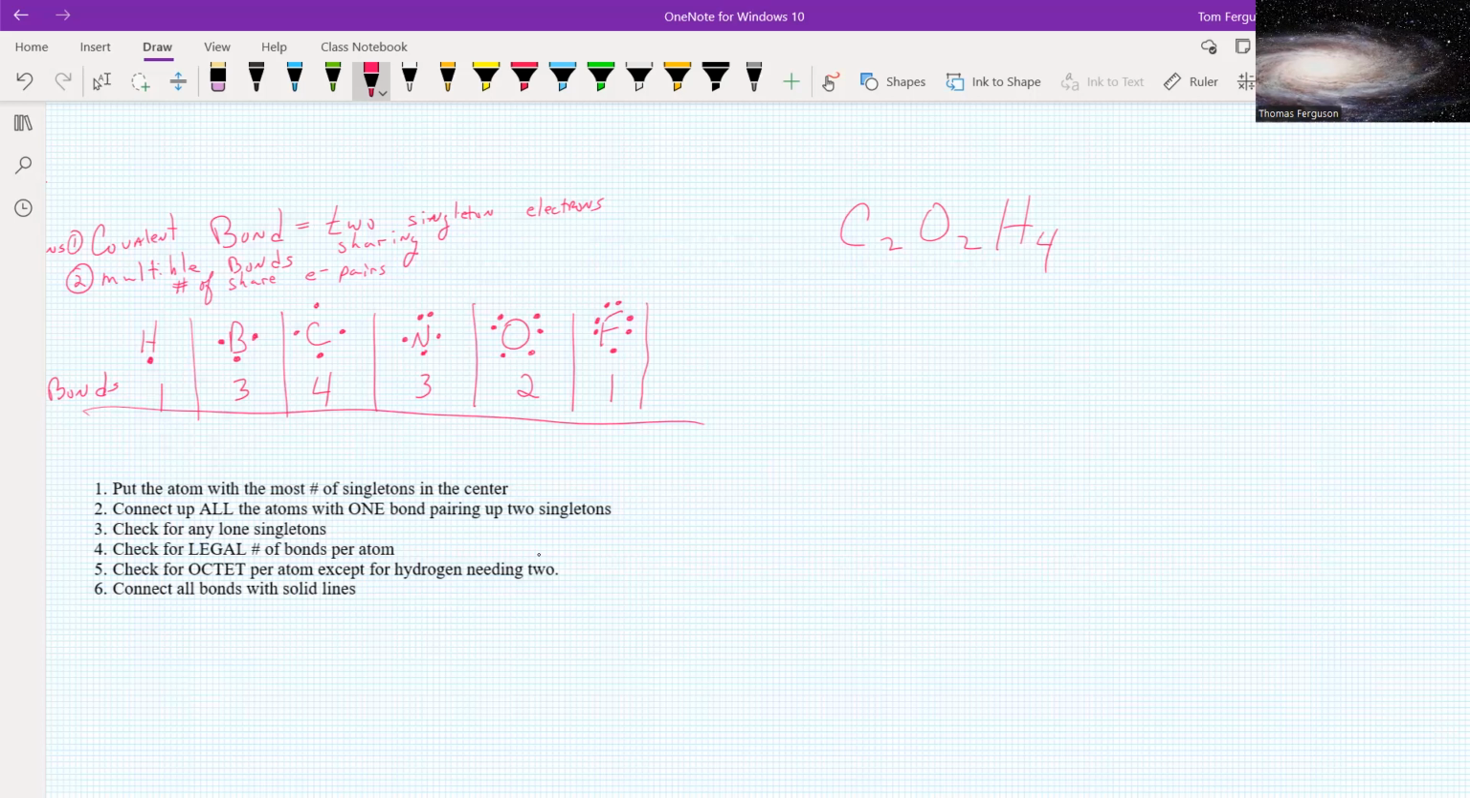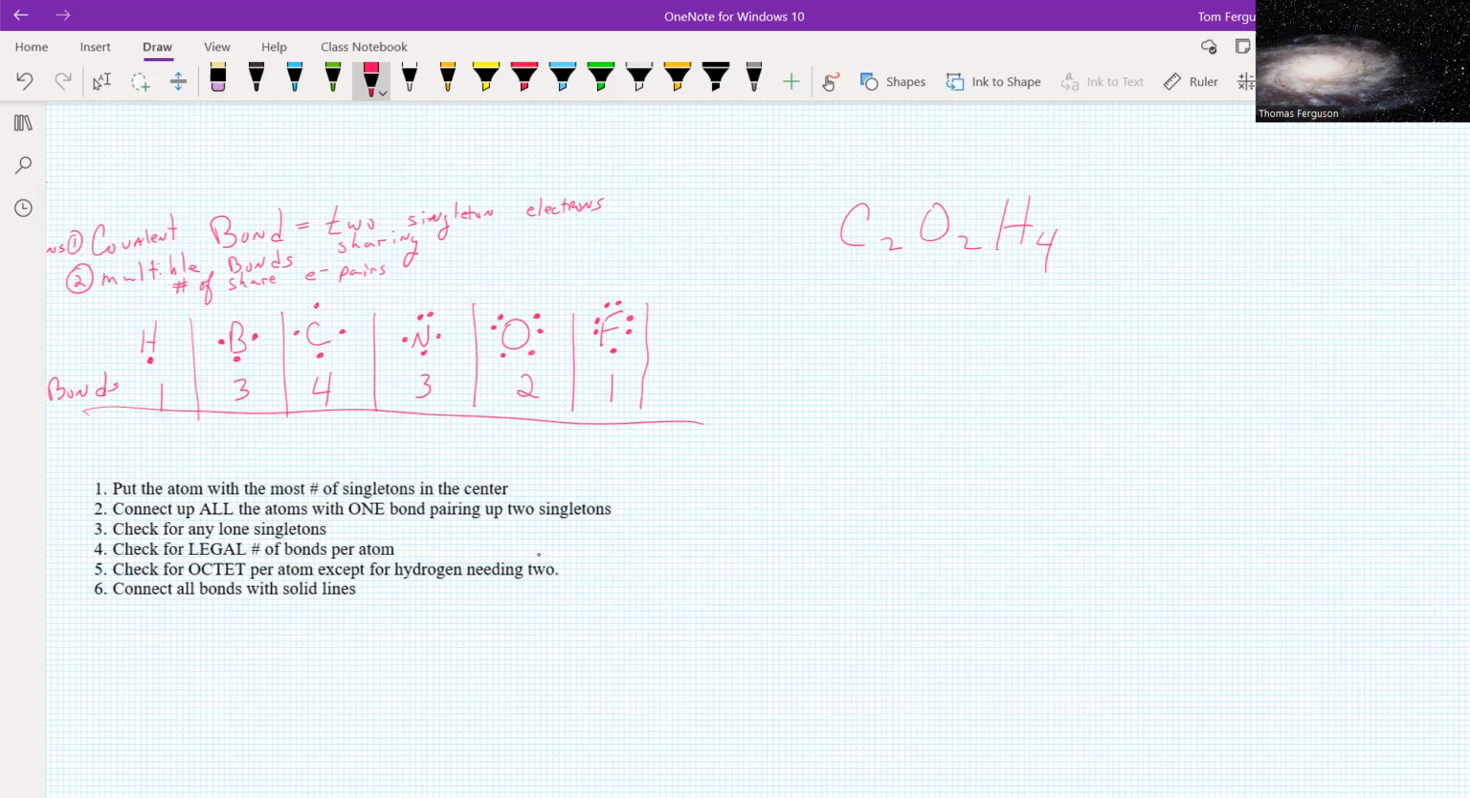Just count the pairs and the bonds. Each bond has 2 and each pair has 2. Count by 2s up to 8. You have to have both of them met, not just one of the 2.